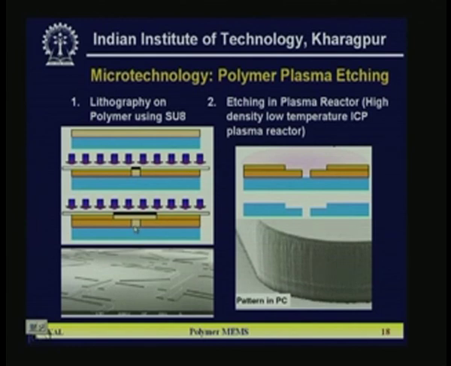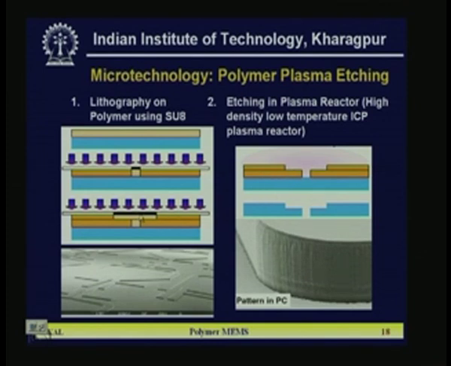One structure is a bottom hole, and then again you put another SU8 resist, and again you put another mask, then you can get this pattern, and after etching, removal of this material, you can get a structure like that.